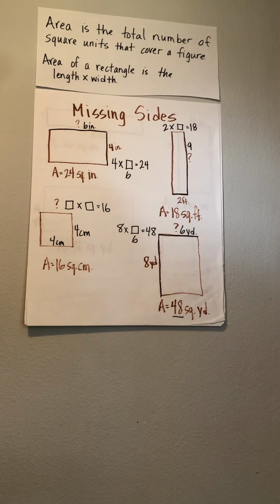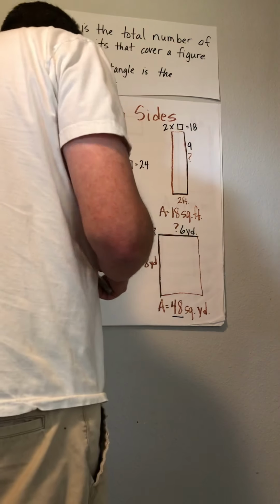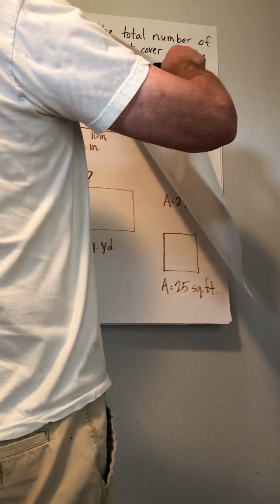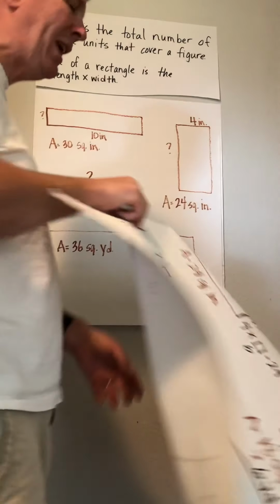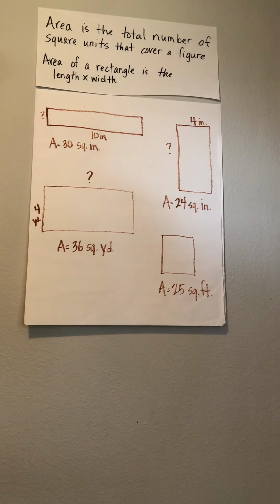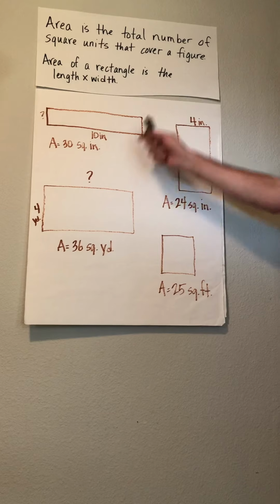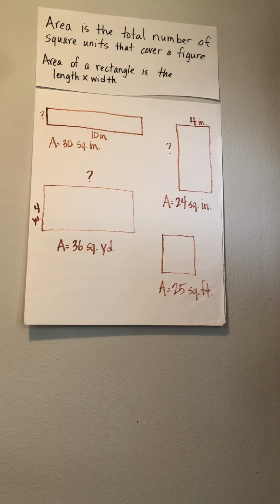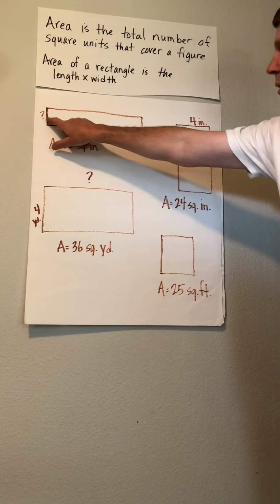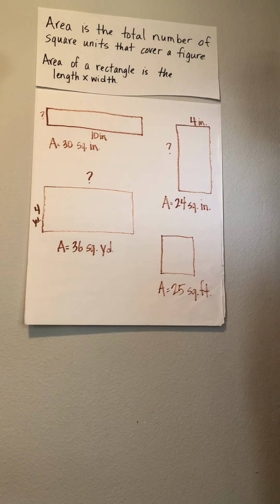Okay, so now it is time for you to practice. You are going to pause the video. You are going to copy these 4 problems. Then you are going to solve for the missing side. Once you have done that, push play and check your work. So go ahead and pause.